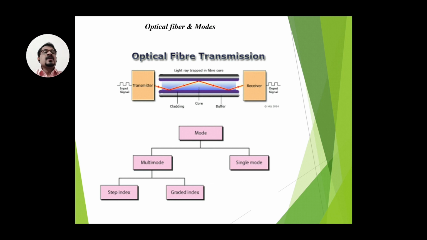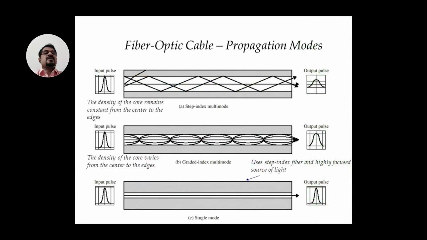Now let us see what is single mode, what is multi-mode, and under the multi-mode, what is meant by step index and graded index. So, fiber optic cable propagation modes. First we will see the step index multi-mode. In this first picture, you can see that the density of the core remains constant from the center to the edges. So the whole density of the core medium is going to be constant.